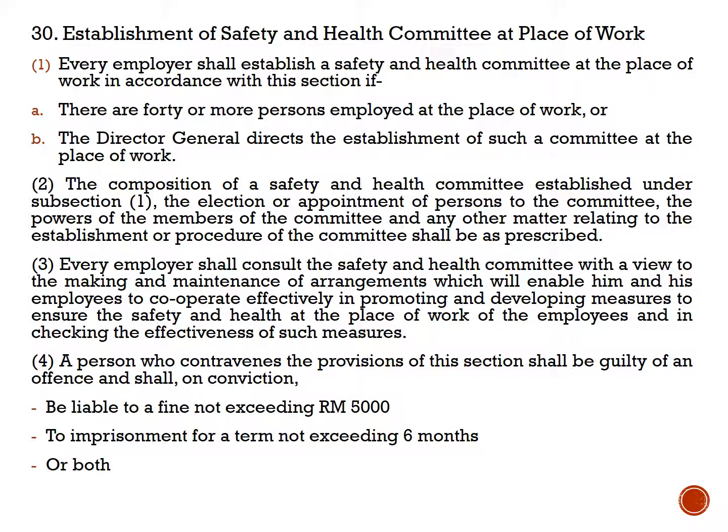Section 30. Establishment of Safety and Health Committee at Place of Work. Every employer shall establish a Safety and Health Committee at the place of work in accordance with this section if there are 40 or more persons employed at the work place, or if the Director General directs the establishment of such a committee at the place of work.